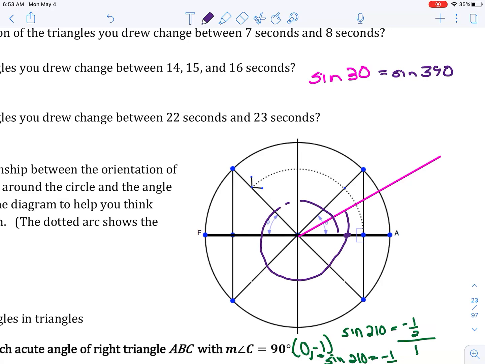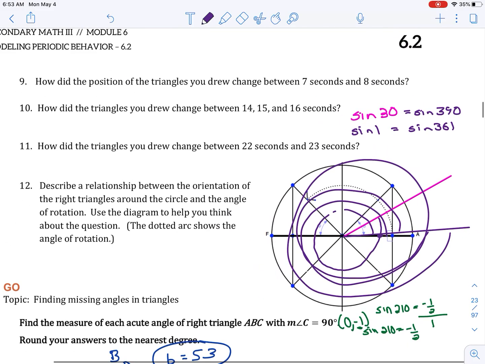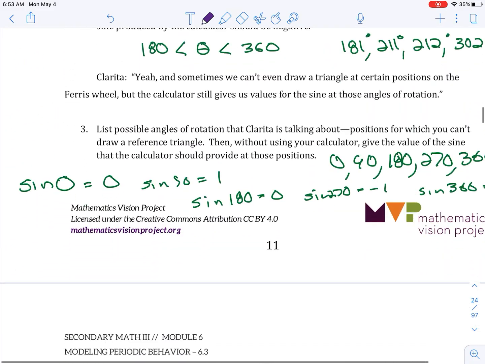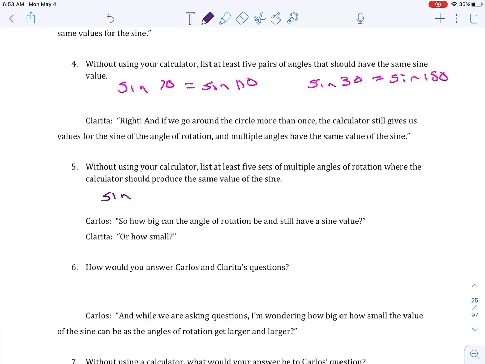Okay, so what if I just went out 1 degree? Sine of 1 would equal the sine of 361, because I would go around and then up 1 degree. It'd give me the same thing. Or I could go around twice. You could go here, here, and here, and then it would be up in the 700s. All right, so just write down 5 of those that would be the same. So we said sine 30 equals sine 390, and then we also said that the sine of 1 is equal to the sine of 361.